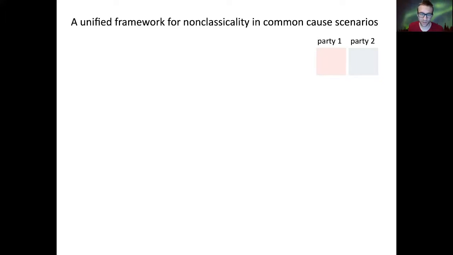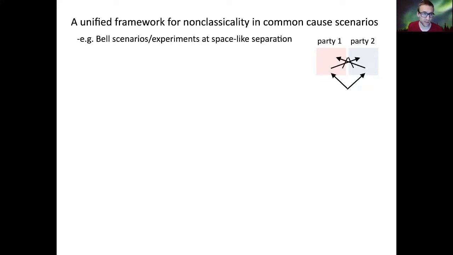These are scenarios where there are various parties, let's say two, and neither party can causally influence the other party. But there might be some common causes in the past that mediate correlations between the processes that these parties observe. The most common such scenario is the Bell scenario. But in any experiment where all the operations are done at space-like separation, this will be the causal structure.